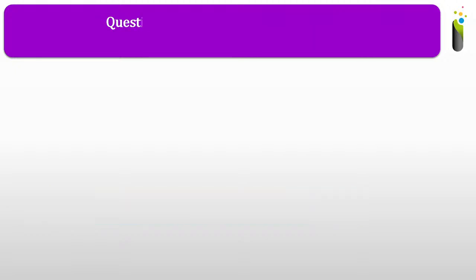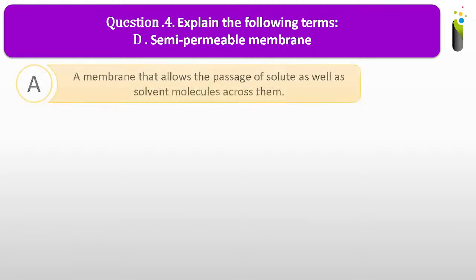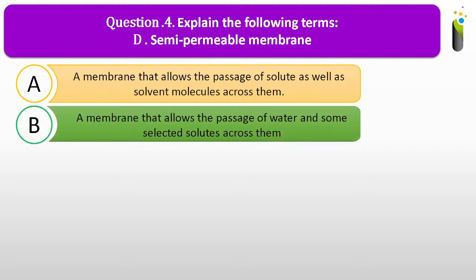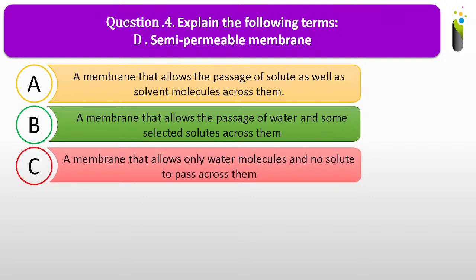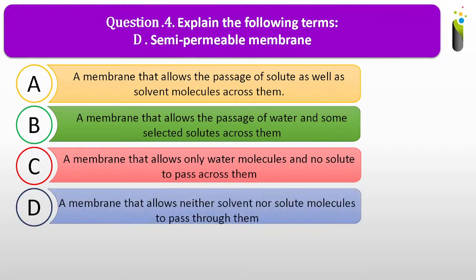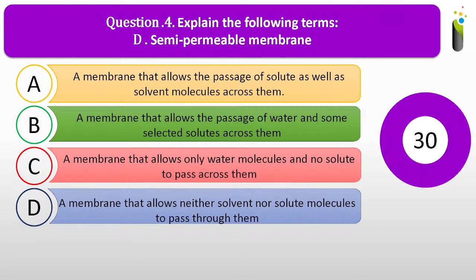Question number 4. Explain the term D, that is semi-permeable membrane, and your first option is a membrane that allows the passage of solute as well as solvent molecules across them. B. A membrane that allows the passage of water and some selected solutes across them. C. A membrane that allows only water molecules and no solute to pass through them. D. A membrane that allows neither solvent nor solute molecules to pass through them.